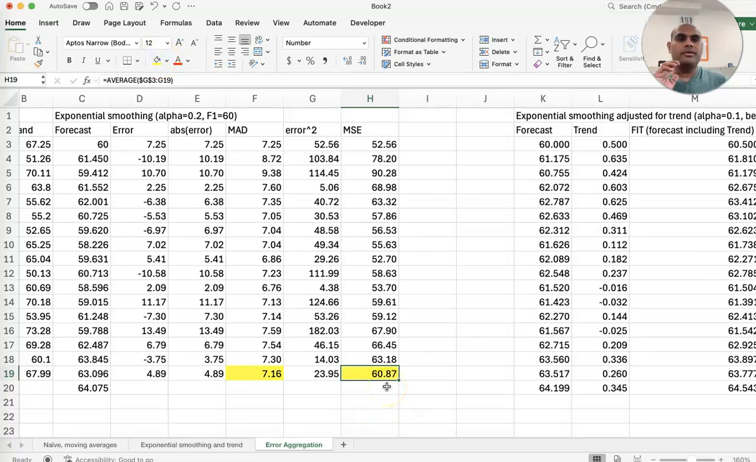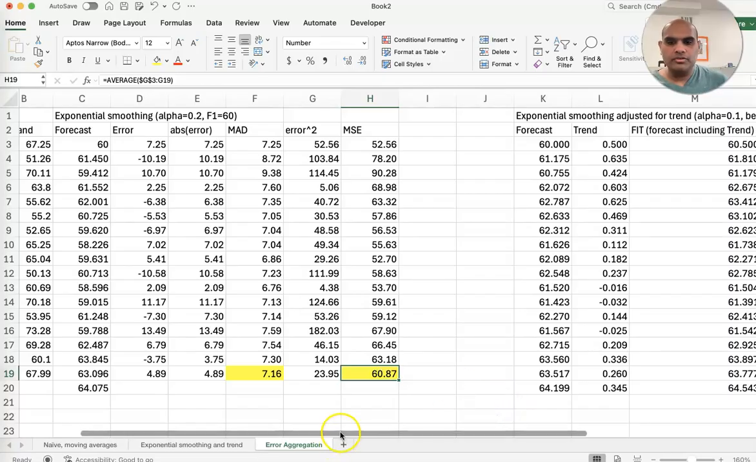Now do not compare the mean squared error with the mean absolute deviation, because first of all, this is a square and that is not a square, right? And also comparing them literally makes no sense. So this is the sum of individual absolute values, and this is the sum of squares, right? So that's the idea. All right.